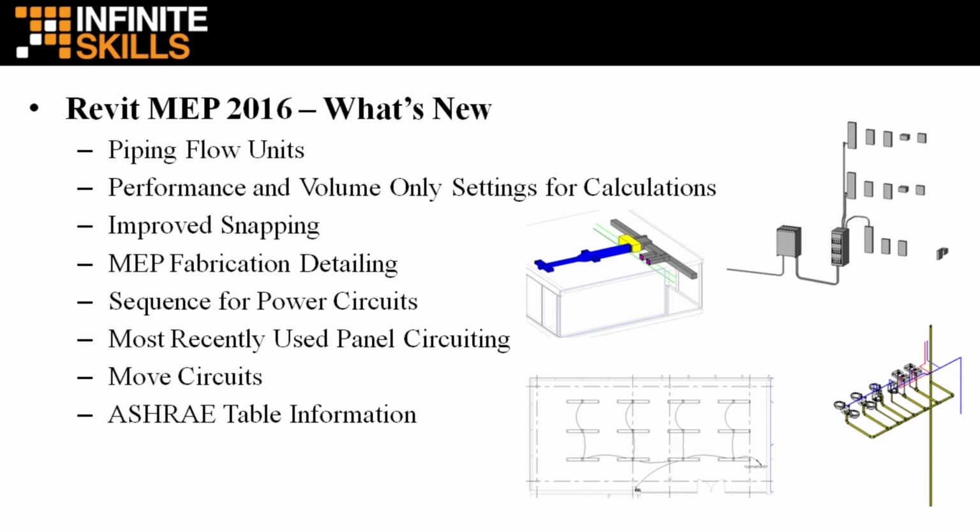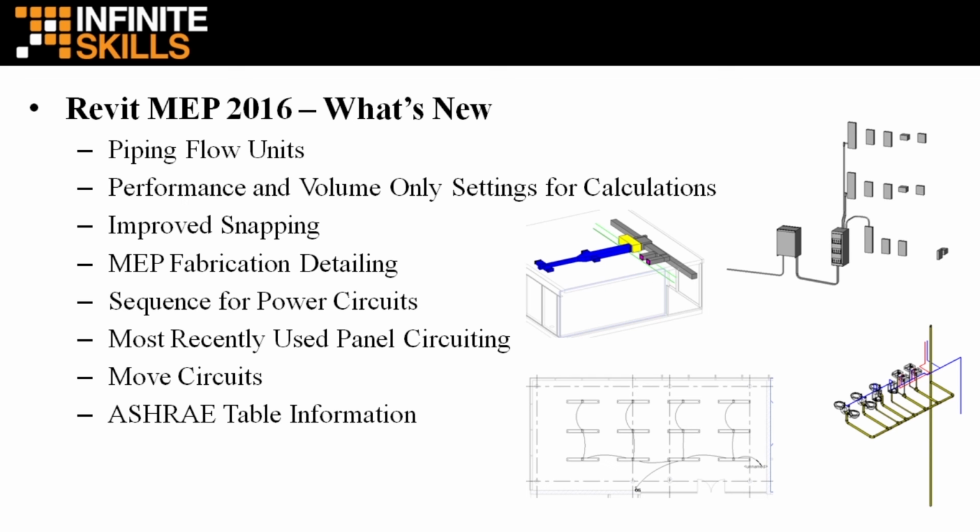but some of them include a sequence for power circuits. So basically, you can create a sequence for the power circuits when they're created in the electrical settings dialog. You also have the most recently used panel circuiting. Here, you can automatically connect the most recently used panel for current sessions.